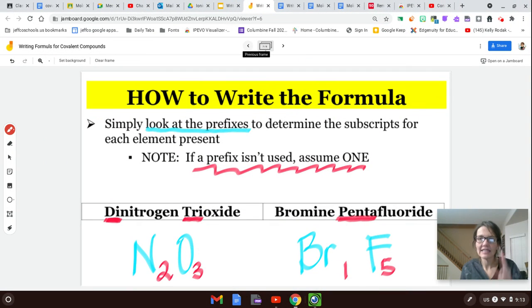So easy. Identify the elements that are present. Both of them are going to be nonmetals, so they're only going to be in that yellow section to the right on the periodic table. And then just look at the prefixes.